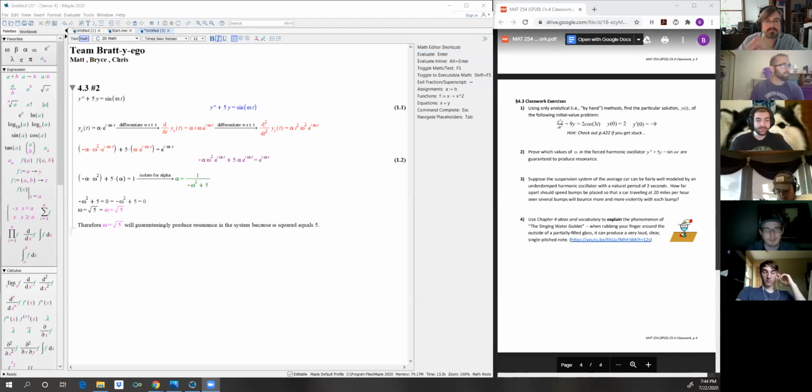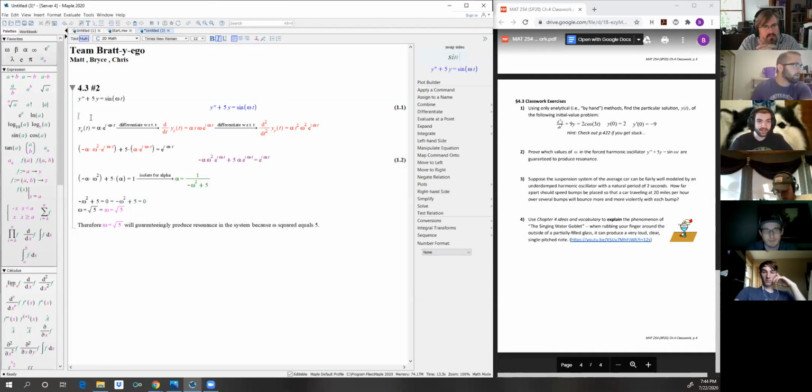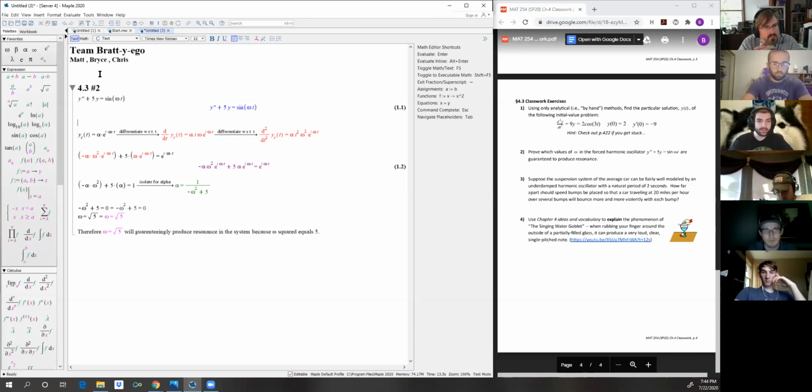So for number 2, we were just kind of showing how to get to the omega value that would cause resonance. So we just looked at getting y sub c for the problem, as if you were solving it. And we ended up going through the process, finding our y prime and y double prime, substituting into the equation, and basically solving for alpha. And we get 1 over negative omega squared plus 5. And from that, we can see that it would be in resonance, the denominator of that would equal 0, when omega was equal to the square root of 5.